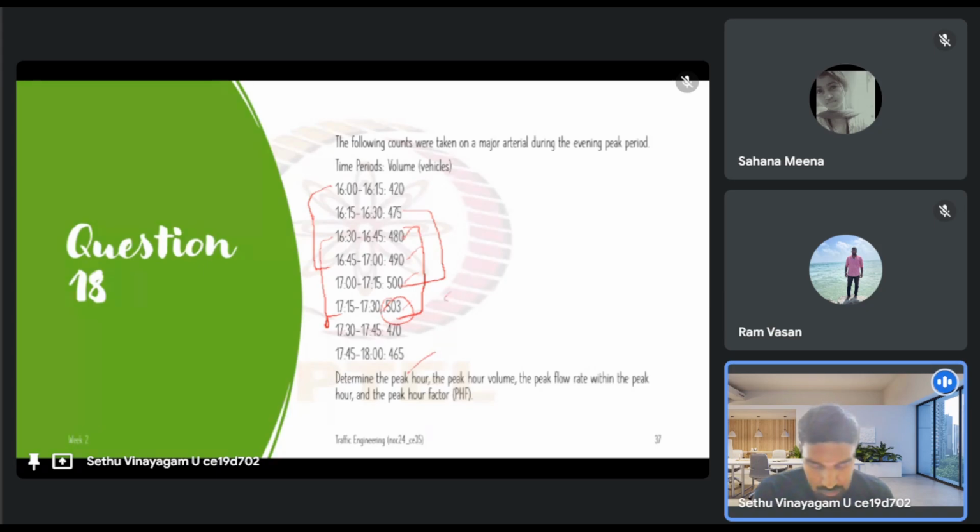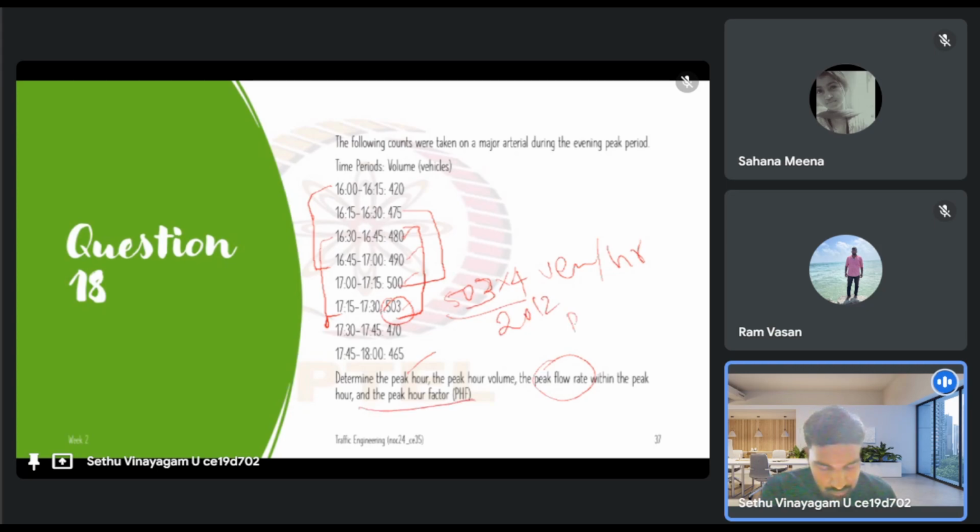So 503. But when you want to express it as a peak flow rate, you want to express it in vehicles per hour. But this 503 is not for 1 hour, it is for a 15-minute period. So when we want to project it for 1 hour, we have to multiply it by 4. Then we will get the hourly volume. So 503 times 4, that is your peak flow rate, 2012. Okay, so that's the only mistake. Other things are correct.